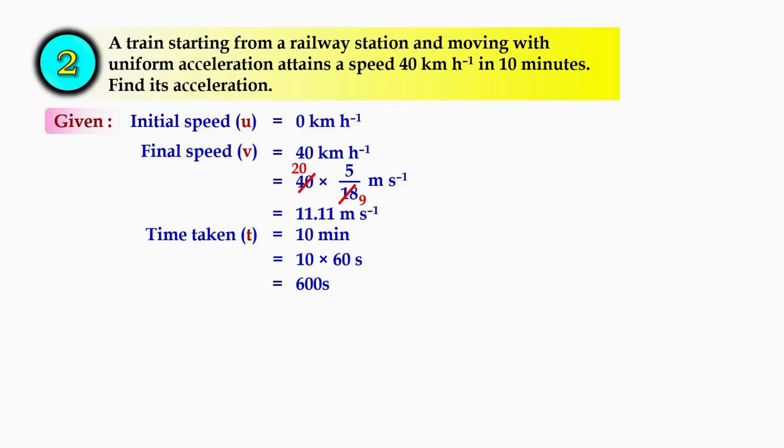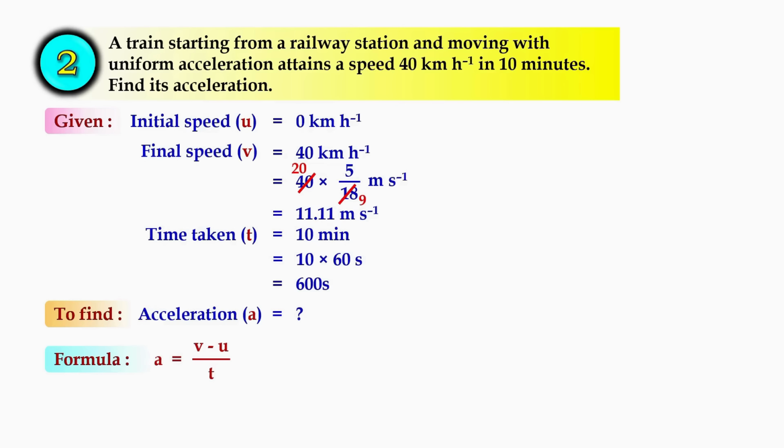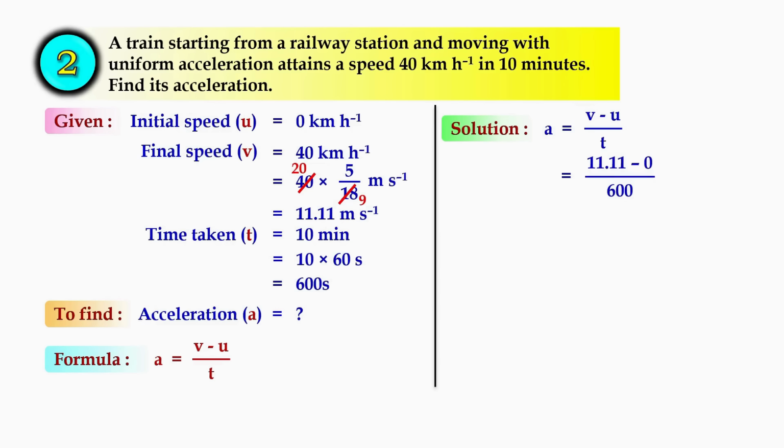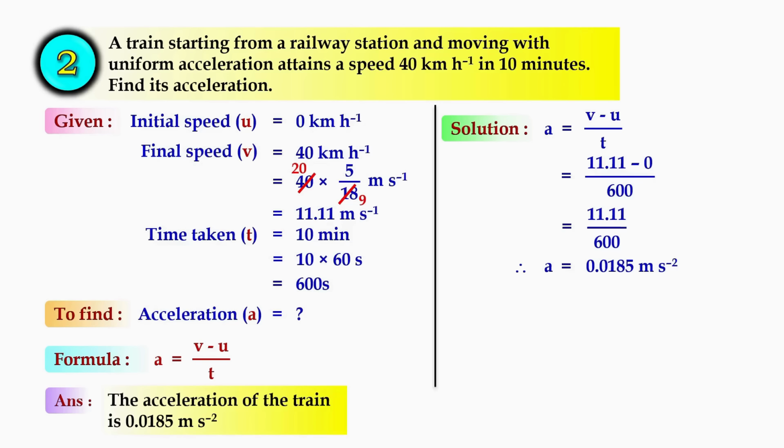Now, we use the formula for acceleration. Acceleration equals final velocity minus initial velocity divided by time. That is, a equals (v minus u) upon t. Substituting the values, acceleration equals (11.11 minus 0) divided by 600. This gives us an acceleration of 0.0185 meters per second squared. So, the acceleration of the train is 0.0185 meters per second squared.